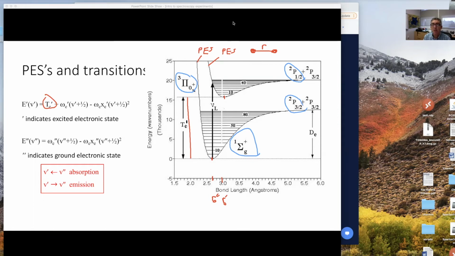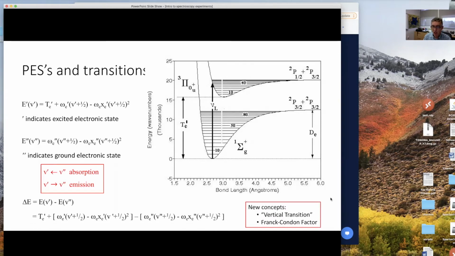Okay. Let me erase those because it gets busy. Okay. So a little more background. I want to talk about two concepts called a vertical transition and the Franck-Condon factor.